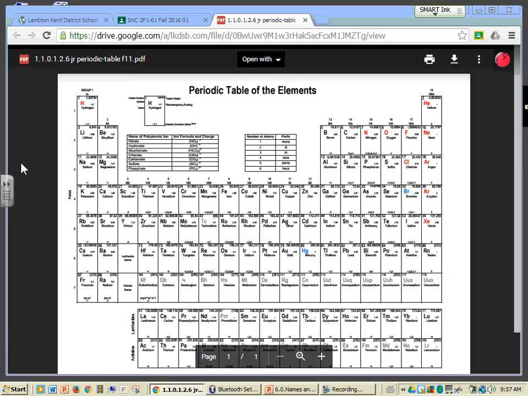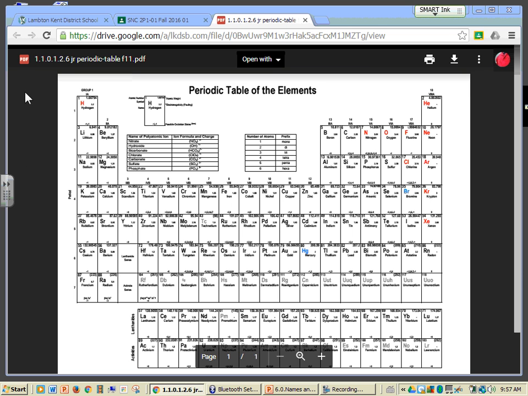Negative 2, negative 3. Now, that means you've got to keep thinking about whether it gains or whether it loses, right? It means you're always thinking about whether it gains or whether it loses. But if we look at our periodic table, the charge is already on the table.